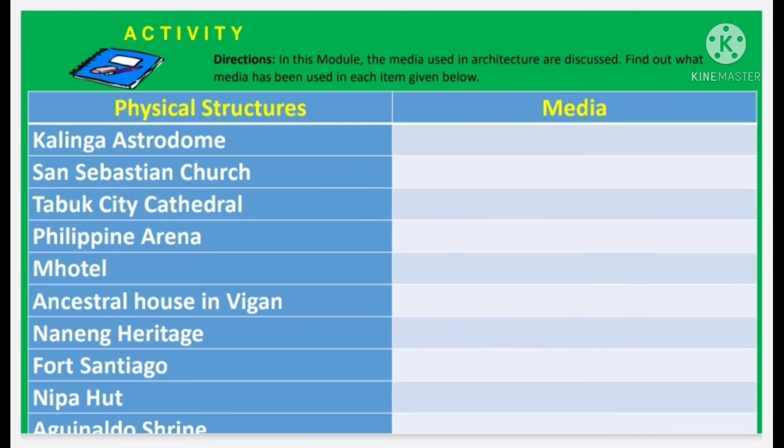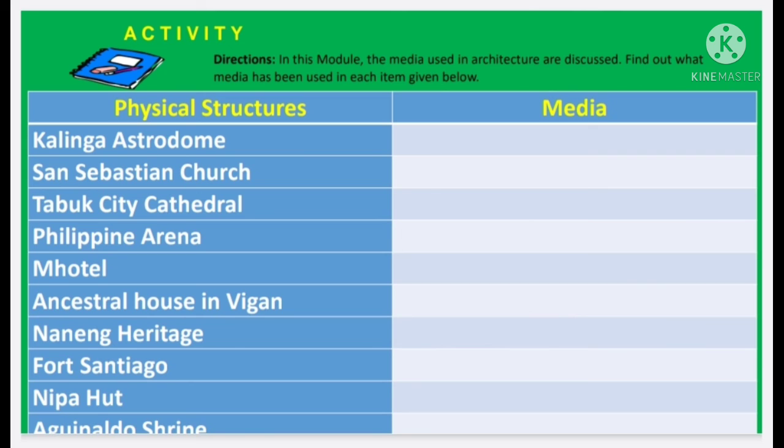I prepared an activity for you. This is the activity direction. Activity 1. In this module, the media used in architecture are discussed. Find out what media has been used in each item given below. Ano yung media na ginamit? Sige. So, example, Kalinga Astrodome, San Sebastian Church, Tabuk City Cathedral, Philippine Arena, M Hotel.